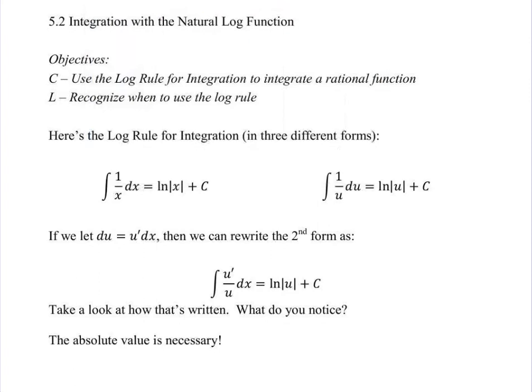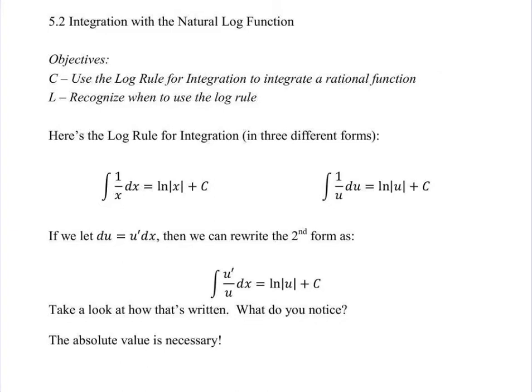So section 2 goes the other way with the natural log. We are now going to integrate it. We learned how to take the derivative. The derivative of natural log of x is 1 over x.